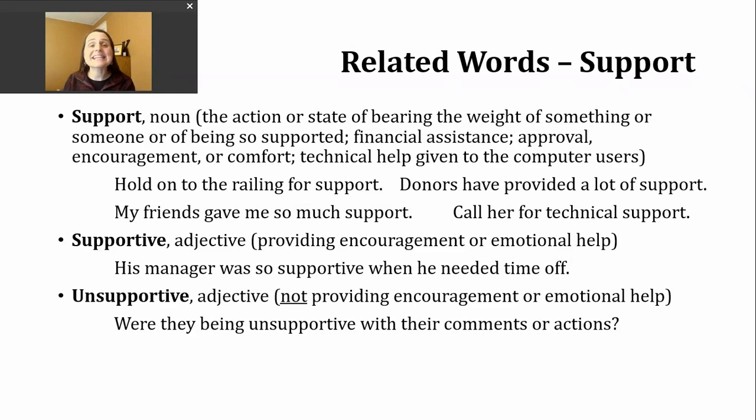The next word we're going to look at is the adjective supportive, and it means providing encouragement or emotional help. Here is an example of this adjective in a sentence. His manager was so supportive when he needed time off. So, the sentence is intentionally a bit vague, but perhaps there was a difficult situation in this employee's life, and the manager here was understanding, maybe offered to listen, to talk, maybe to make some calls, and providing some time off to deal with that situation.